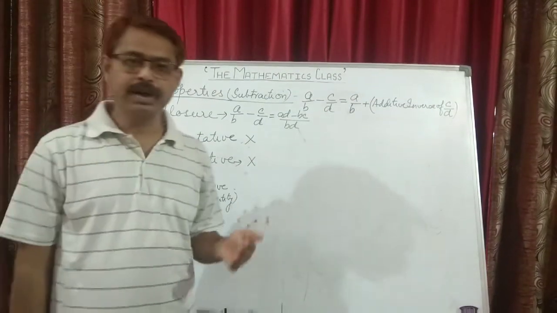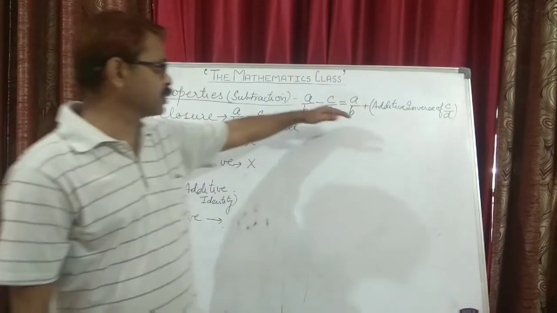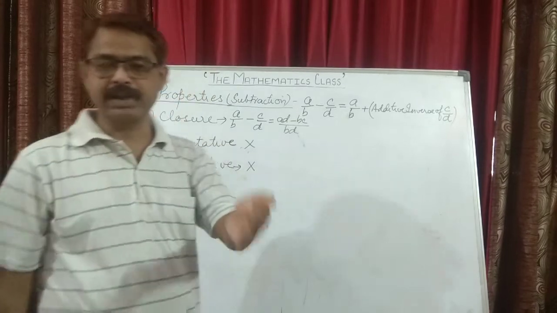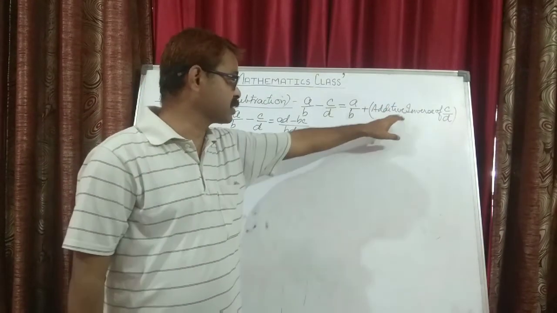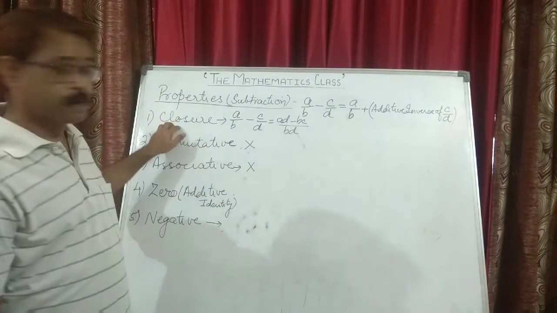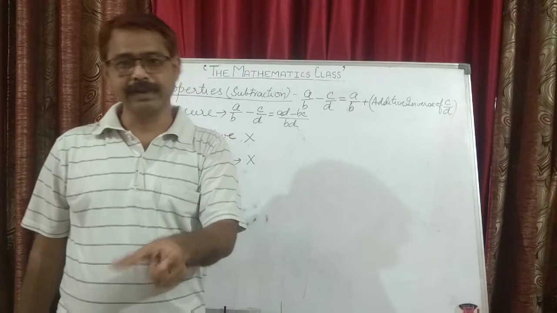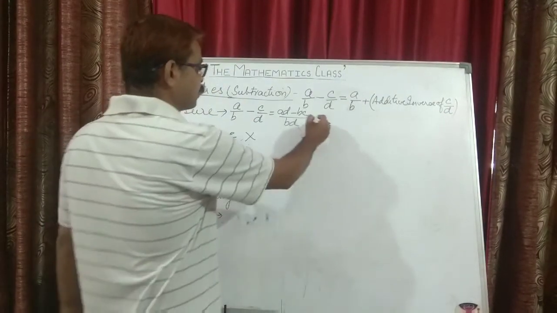Now we will move on to the properties of multiplication. In subtraction you have to just remember this much. If we are subtracting any two numbers, it means one number will be itself and the other will be the additive inverse, like this. And closure property means if you subtract any two rational numbers, whatever value you get will again be a rational number. Let's take an example also.